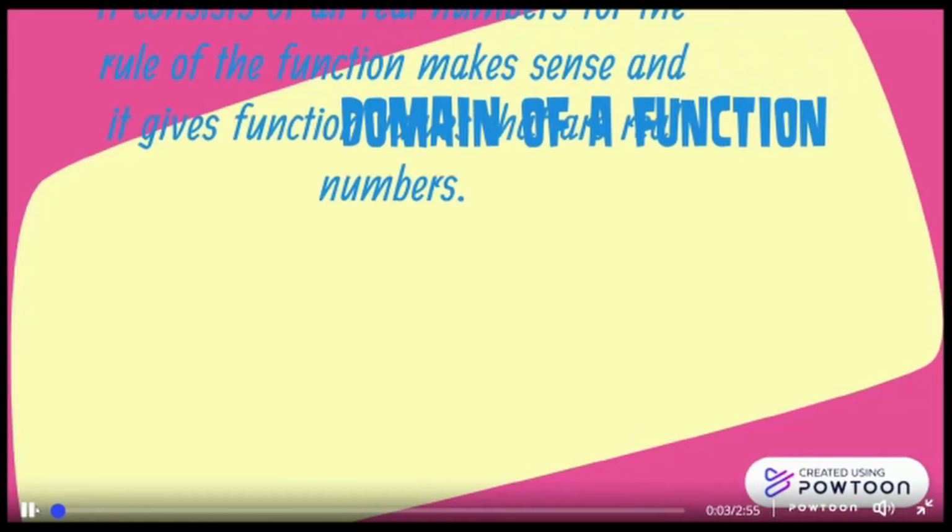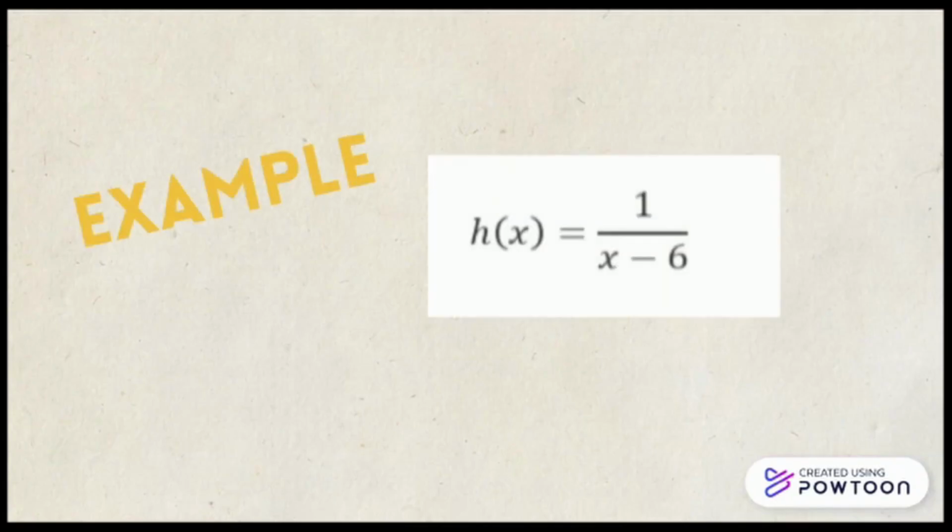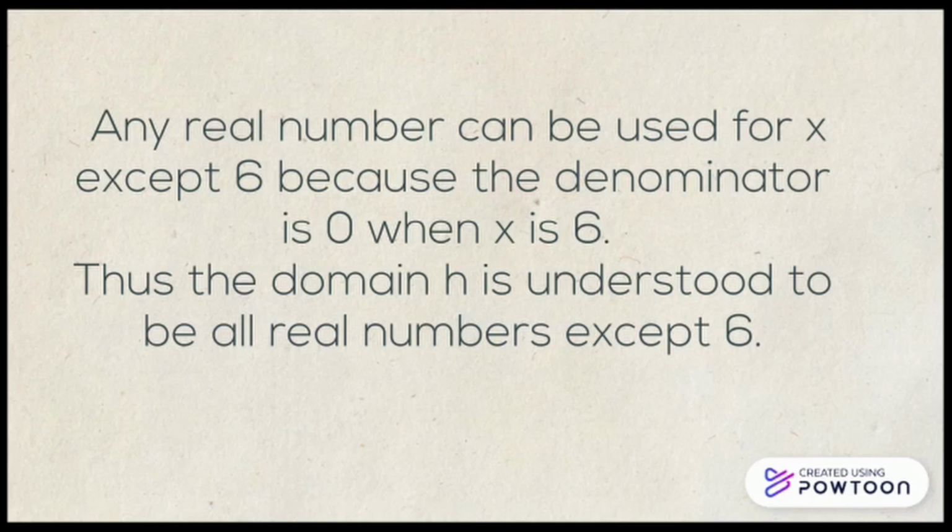Domain of a function. It consists of all real numbers for which the rule of the function makes sense and it gives function values that are real numbers. For example, h(x) equal to 1 divided by x minus 6. So any real number can be used for x except 6, because the denominator is 0 when x is 6. Thus, the domain of h is understood to be all real numbers except 6.